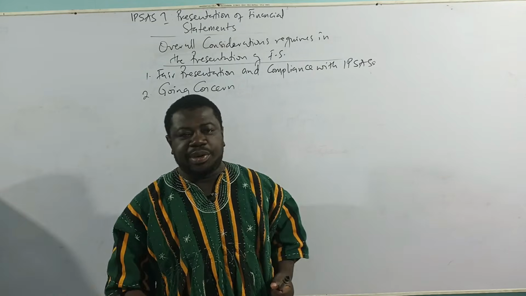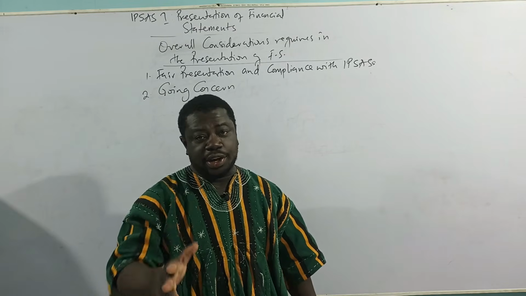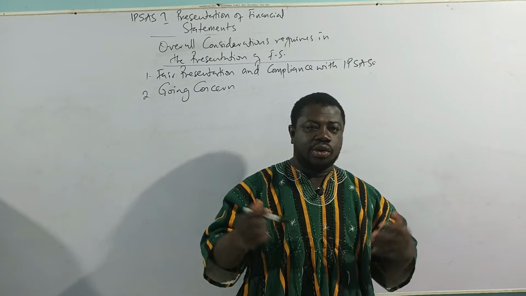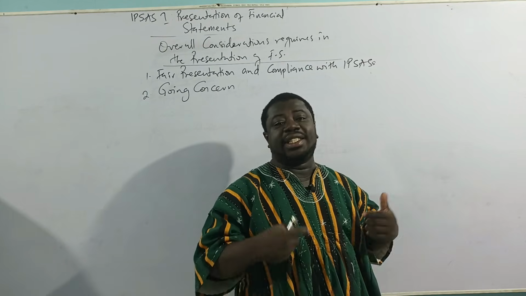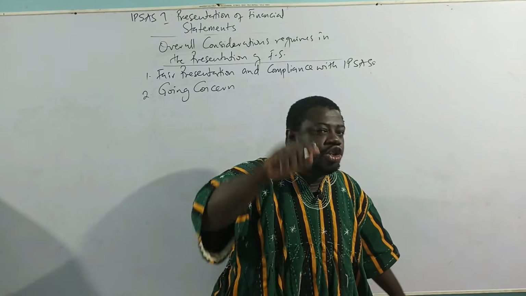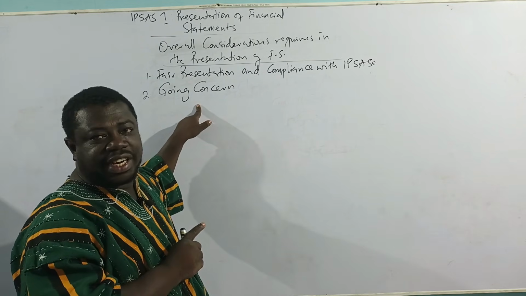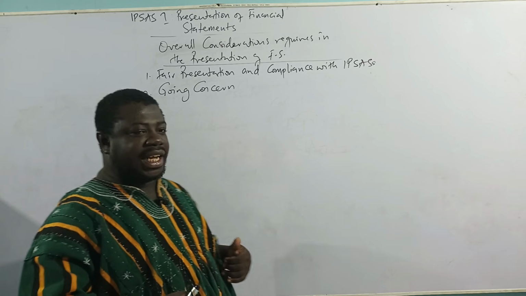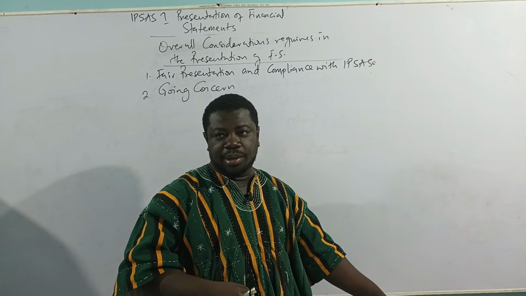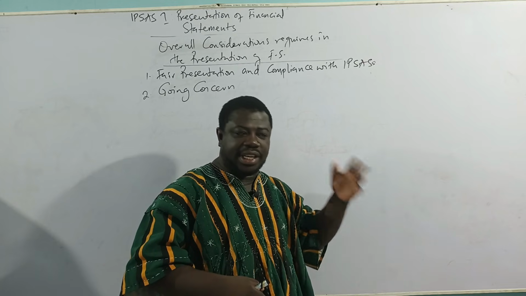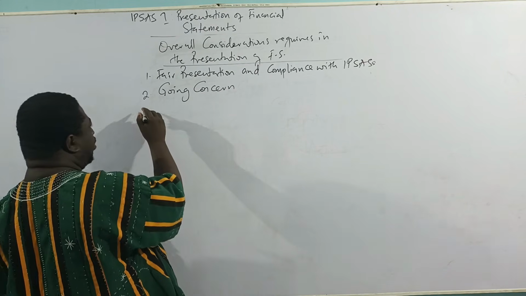Now, in a presentation of financial statements according to IPSAS 1, you need to consider the going concern of the organization. Going concern means that the entity is assumed to exist into a foreseeable future, but you need to consider the going concern of your entity in a presentation of financial statement, such that if you realize that the entity is collapsing in the next year, you indicate it in the note. But you always need to prepare your financial statement with the mindset of the going concern concept. That is very, very important.